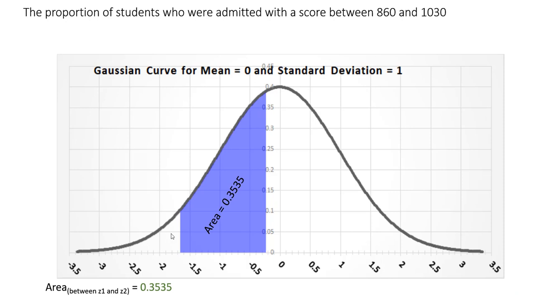Let's see what that looks like. And there we have it. The area in between these two z values, which came from my original x values of 860 and 1030, with a mean of 1060 and a standard deviation of 120, we now know that the proportion of students that fell in this area is 0.3535, and that's what that proportion would look like. Let's go to Part C.